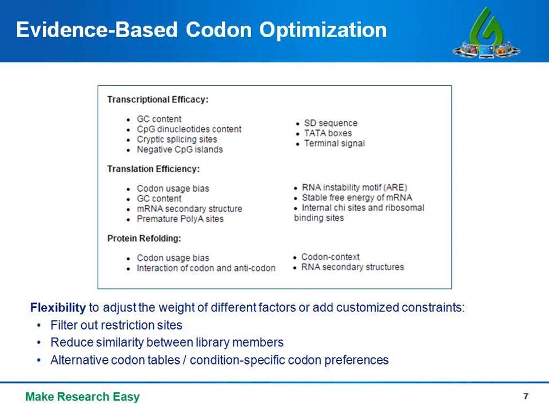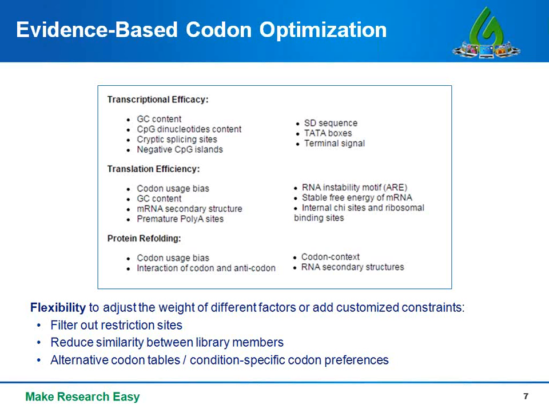GenScript's codon optimization algorithm is designed to take into account all of these evidence-backed factors, as well as to offer flexibility to adjust the weight of different factors, or to add customized constraints, such as filtering out restriction sites that you're planning to use in your cloning strategy, or reducing similarity between different sequences if you're creating a library.